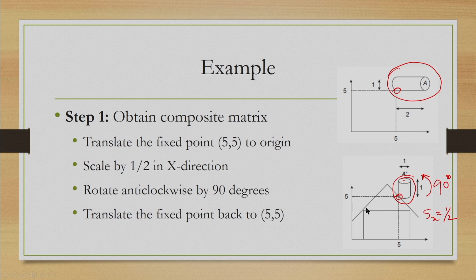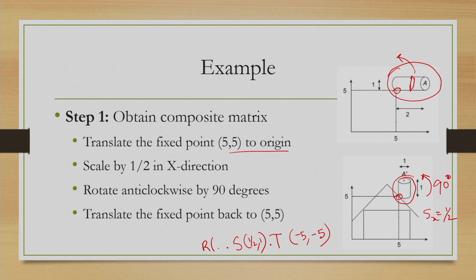So, then how to get the composite matrix? So, we first translate the fixed point to origin. So, that is t minus 5 minus 5. Then we scale to make it half. So, then S half 1, along y axis there is no change. So, we will keep it 1. So, then we get object like this, then we rotate it to get this final one.